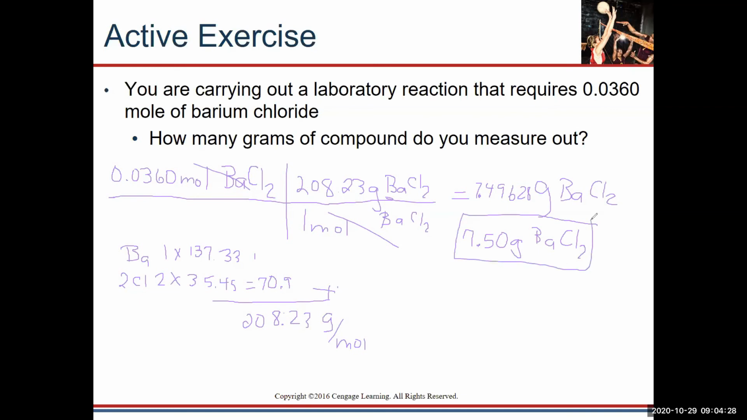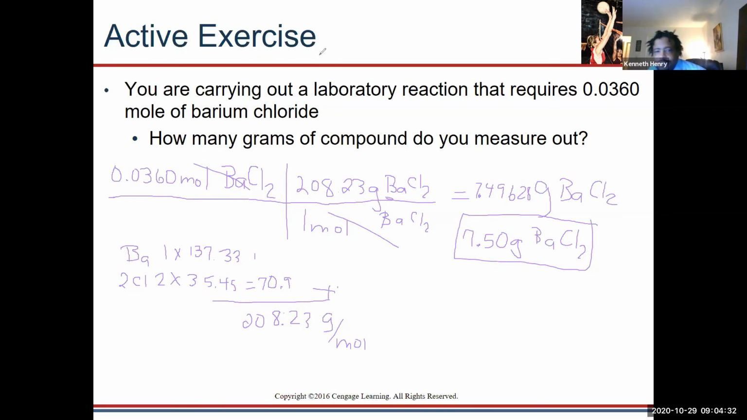Piece of cake? Okay, so let's make it a little bit harder. Too easy.